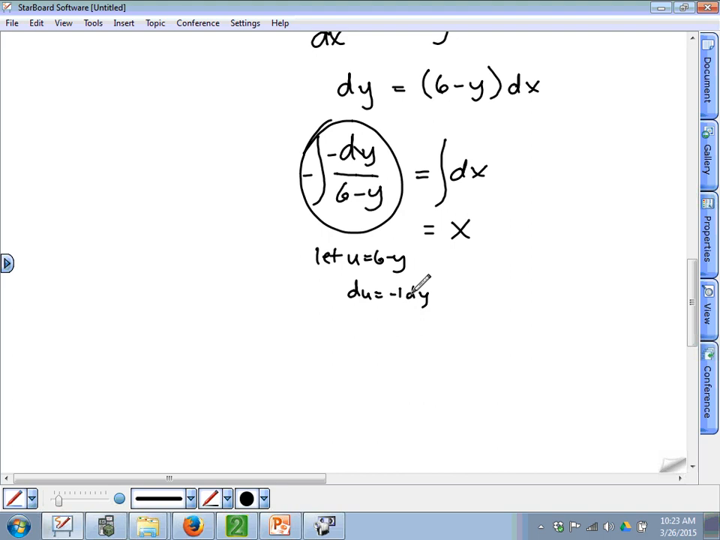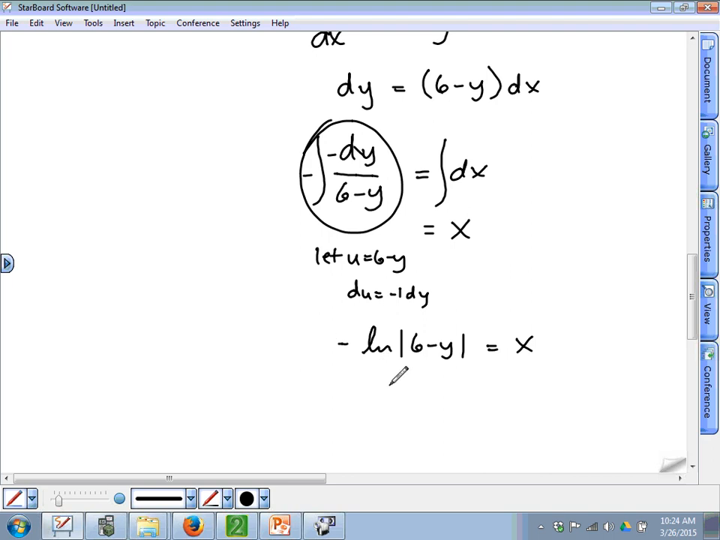So then it's negative ln of 6 minus y. So it's negative natural log of the absolute value of 6 minus y is equal to x. The integral of 1 over u du is natural log. Okay. I want to make sure we're clear on this before I move on. Any questions? Where'd the minus sign come from? We had to get du here.